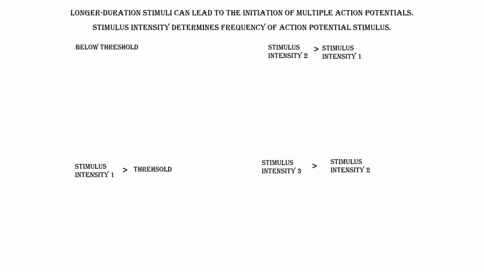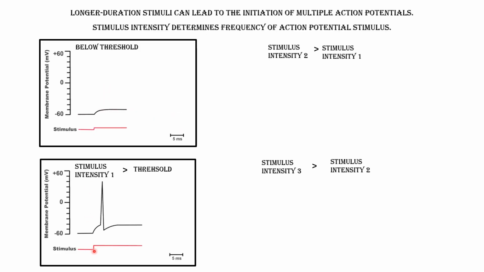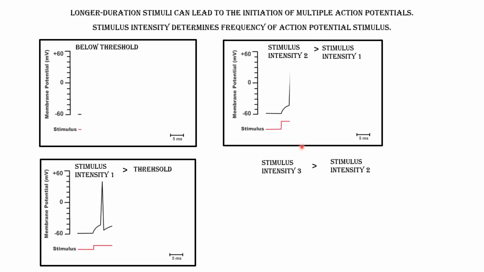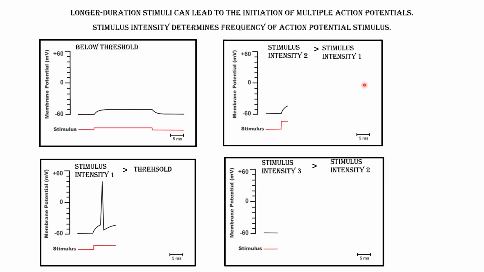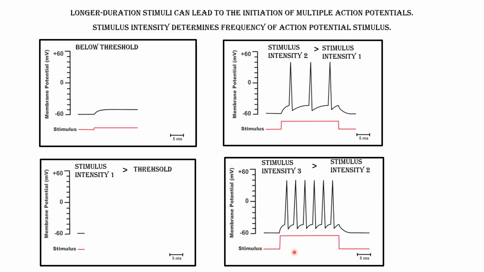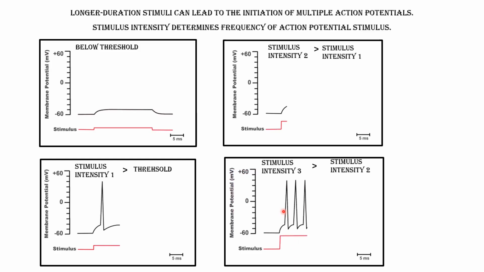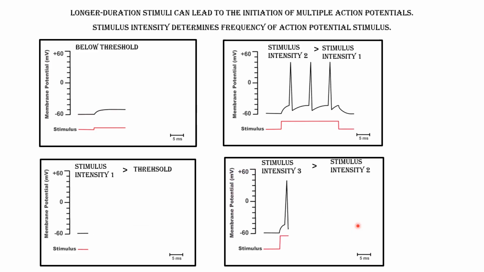This is illustrated in the experimental data which is shown here. If the stimulus is below the threshold, no action potential is observed. If the stimulus is above a certain threshold, we observe an action potential. When we further increase the intensity of the stimulus, more frequent action potentials are observed here. A further increase in stimulus leads to rapid appearance of action potentials and an increase in the frequency of appearance of action potentials.